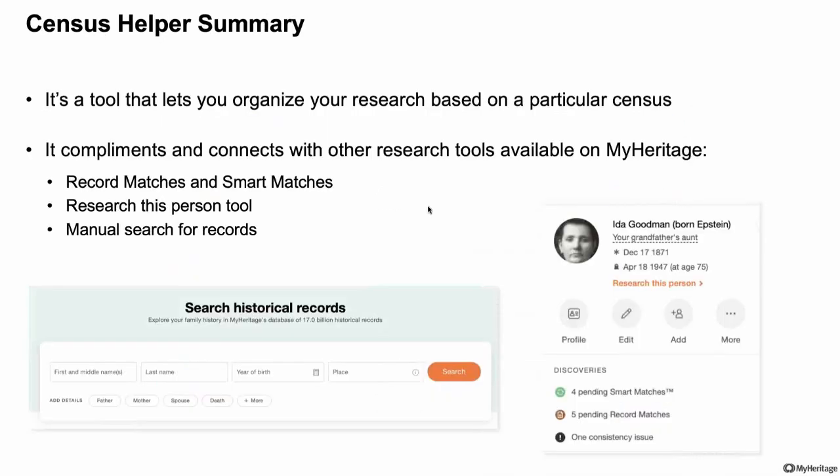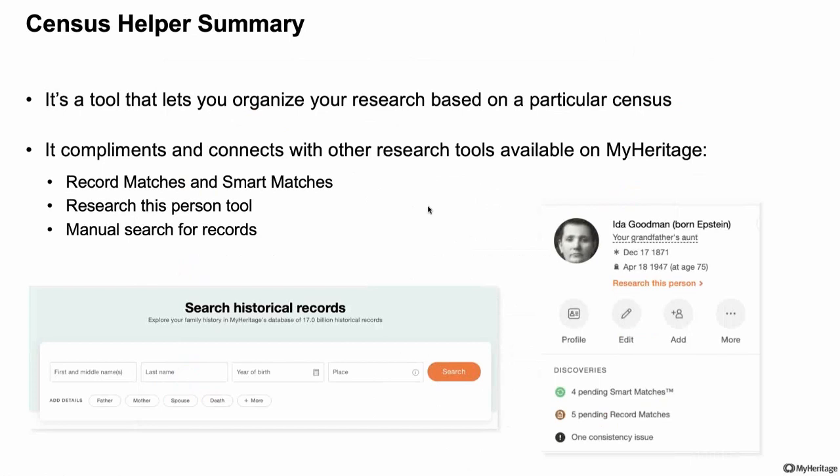What else do we have? So let's summarize what the Census Helper is. It's a new tool, just added it. It lets you organize your research based on a particular census. In the case of the 1950, which is useful because you don't have any information yet about who is in the 1950, so it gives you a good list of how to prepare your research once all these records are available.